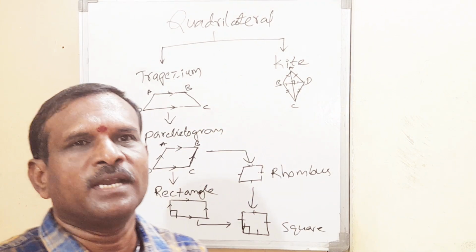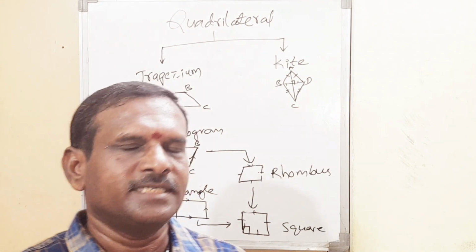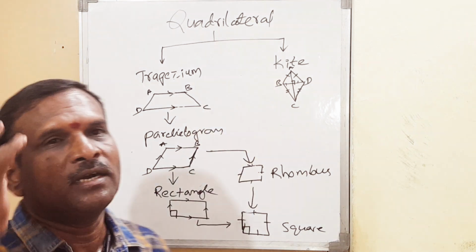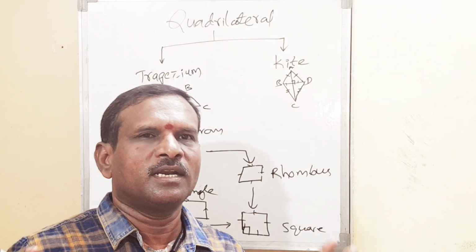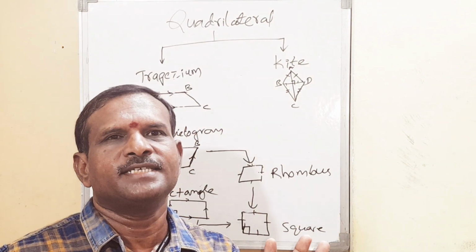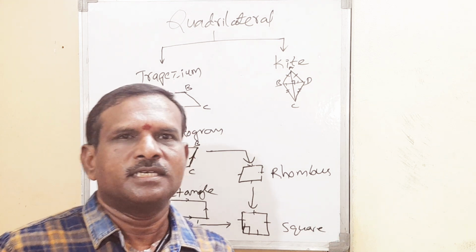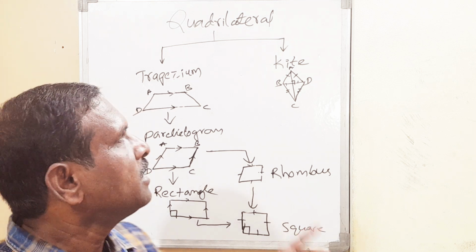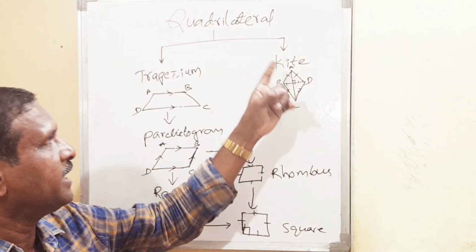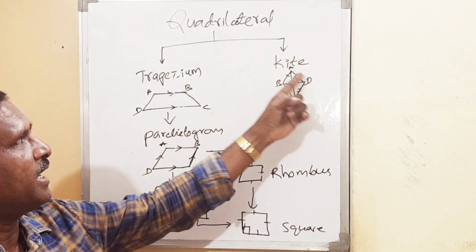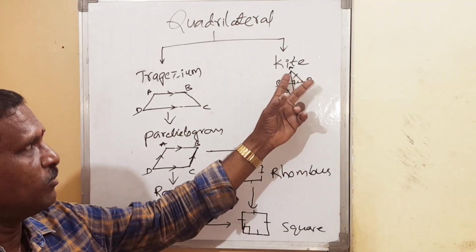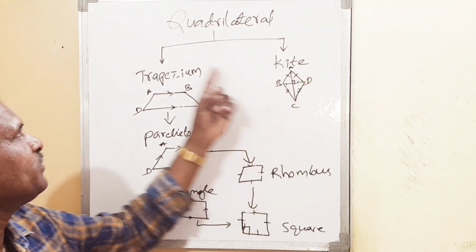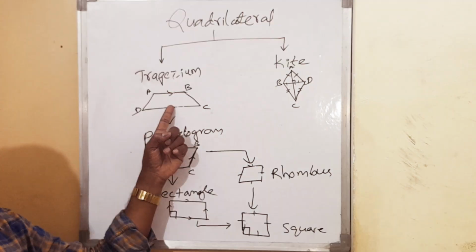So once again let me conclude. A quadrilateral is a four-sided closed figure, and the parts of a quadrilateral are four sides, four vertices and four angles. The sum of angles of a quadrilateral is 360 degrees. Now let us see the types of quadrilateral once again. Kite, trapezium. In a kite, both the pairs of adjacent sides are equal. Trapezium, one pair of opposite sides are parallel.